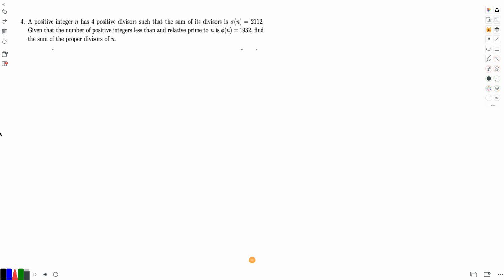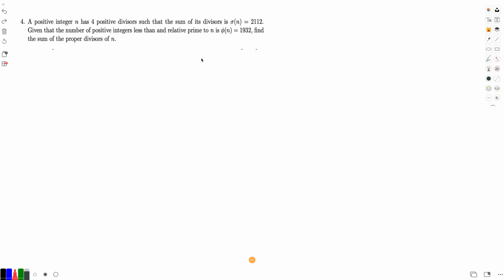This is a Stanford math tournament, number theory, problem number 4, and this is the year 2021. Here's a view of this problem. A positive integer n has 4 positive divisors such that the sum of its divisors, sigma of n, equals 2112.